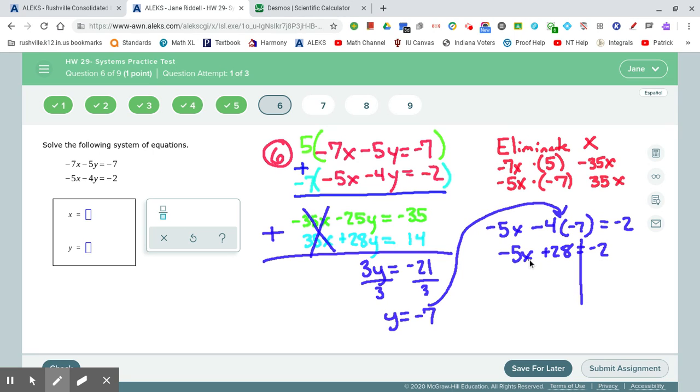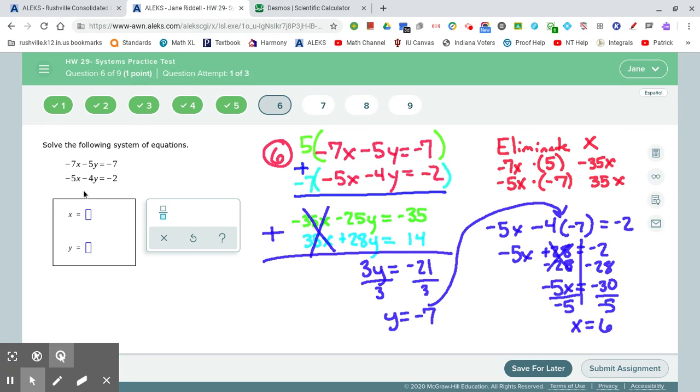So get rid of what x is unattached to first. That's this plus 28. So I'm going to minus 28 on both sides. These cancel out, leaving me with negative 5x is equal to negative 2 minus 28 is negative 30. Divide both sides by negative 5, and you come up with that x is equal to positive 6.